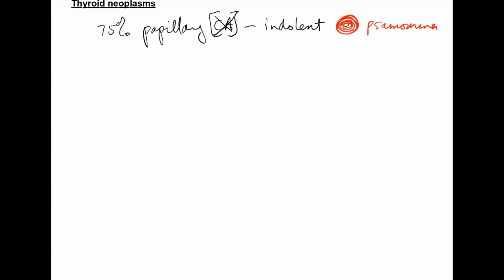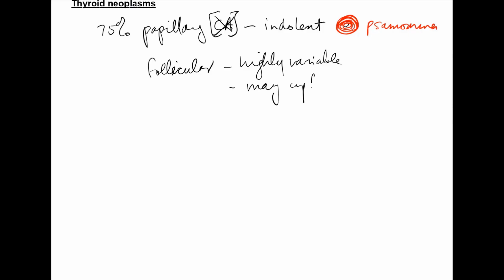The second commonest cancer is going to be a follicular carcinoma. Follicular carcinomas are highly variable in their behavior. It's very hard to reassure a patient on how it's going to behave. The one thing to note clinically is they actually may uptake I-131. So if it's an iodine uptake tumor, then you can use the gamma-emitting I-131 as a basis of treatment.